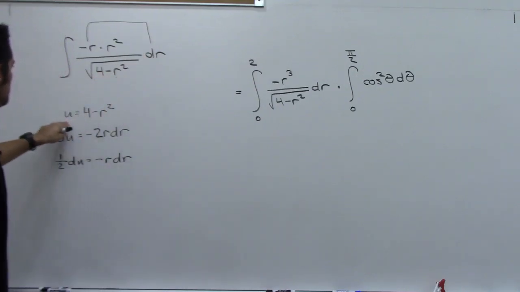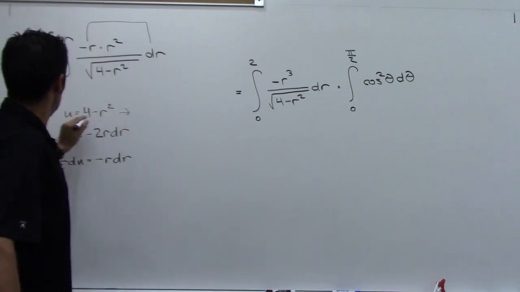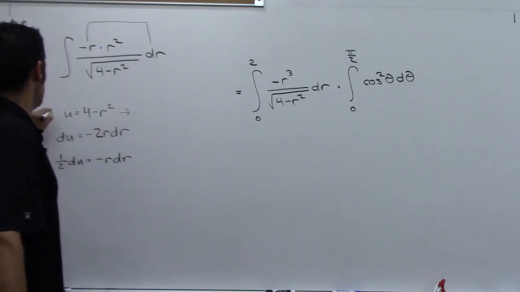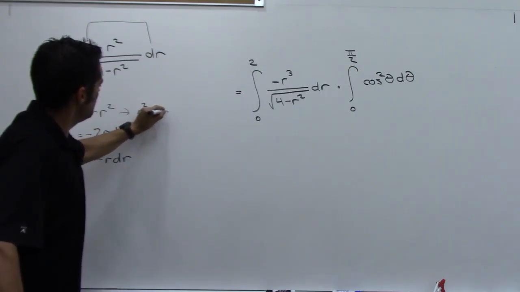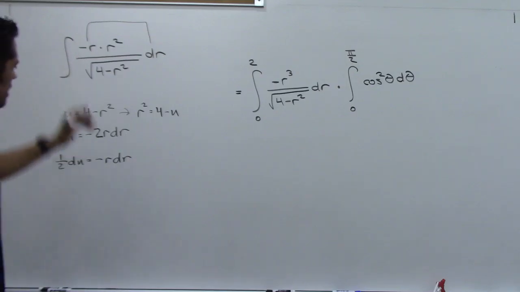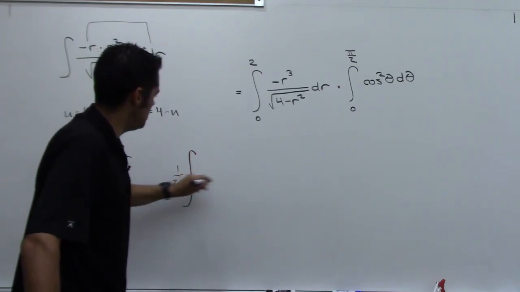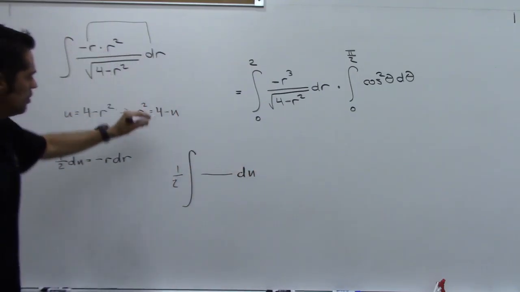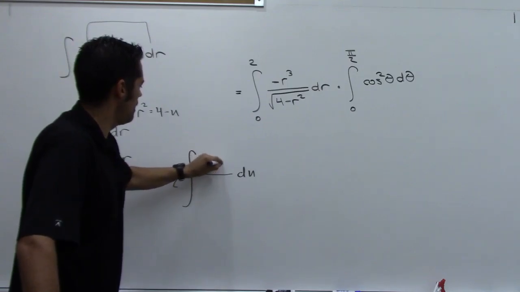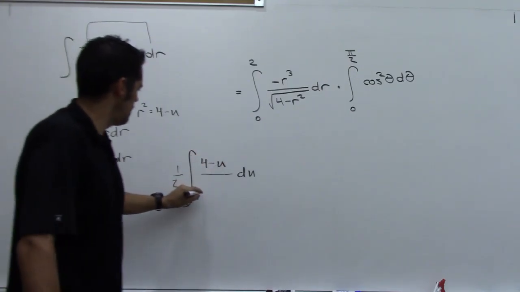4 minus r squared is u. And then to figure out what r squared is going to become, just solve this for r squared. So move the r squared to the other side, subtract the u. R squared equals 4 minus u. So just that integral right there becomes, see, the 1/2 came out, 1/2 du. And then on the top, I have the r squared, which is 4 minus u. And on the bottom, we have the square root of u.